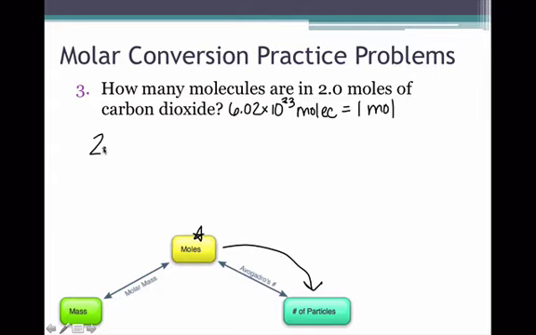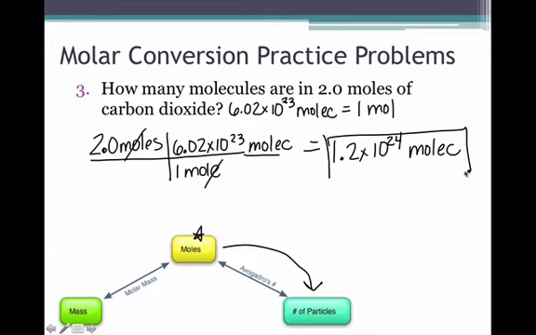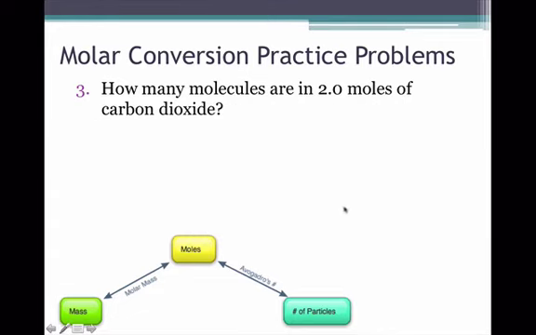I start with what's given. And I know that 1 mole has this many things in it. So when I do that, my moles cancel. I'm left in molecules, which is what they asked me for. And then your answer should be 1.2 times 10 to the 24th molecules. And there's your final answer for that one.